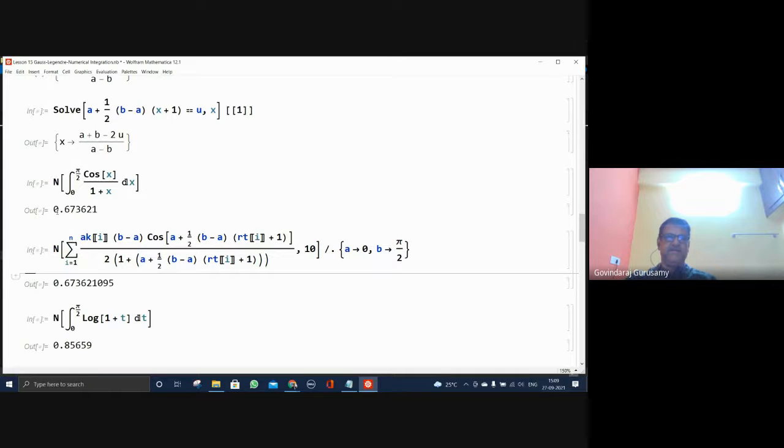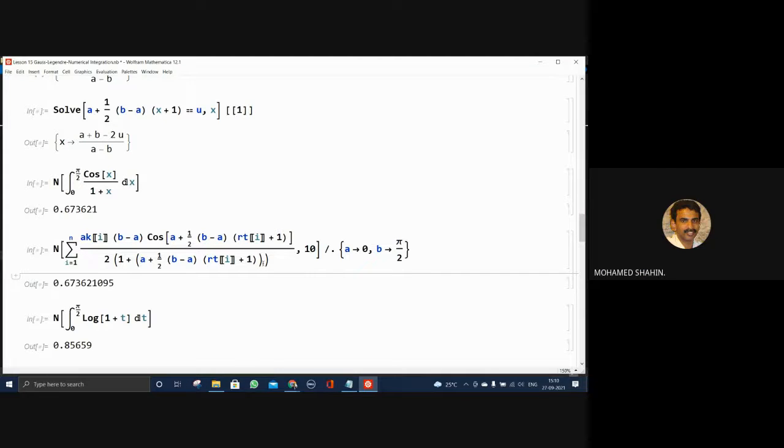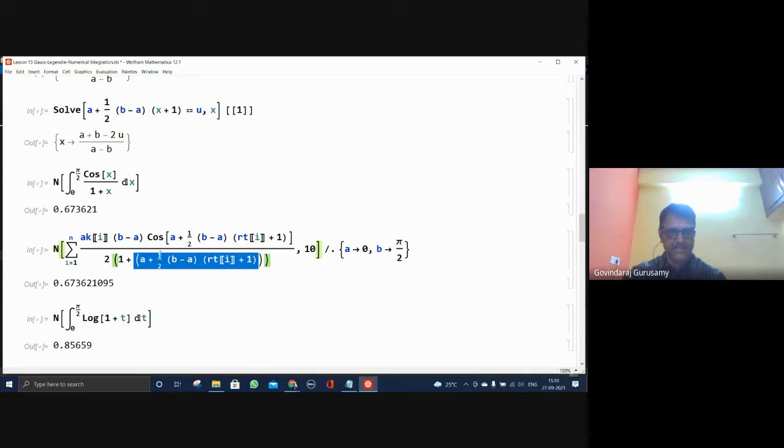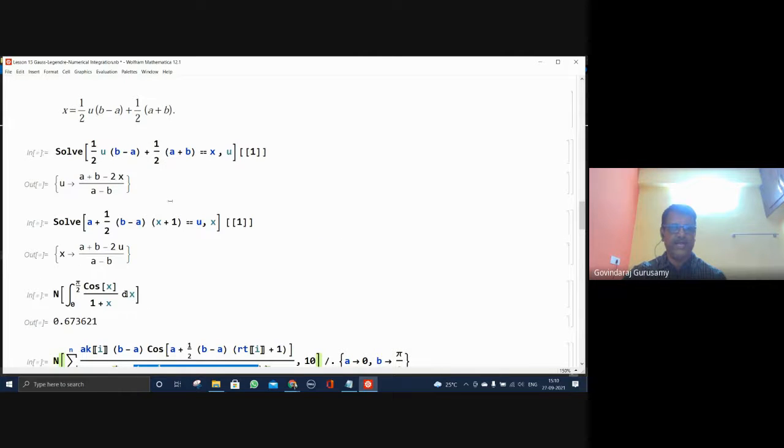People will try to change the variables and put -1 to +1 and then make a substitution that is equivalent to this only. They are one and the same, because that transformation you need not write explicitly. You're converting it to -1 to +1, and that will be taken care of. See, I am replacing x by a plus half b minus a x plus 1. That is the change, equivalent to u.